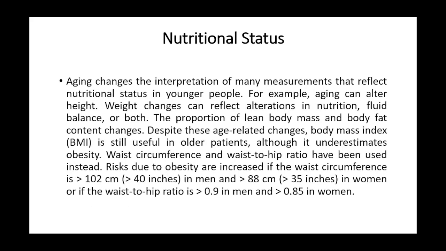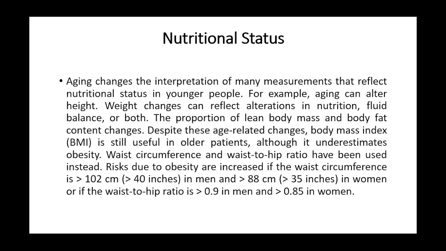Aging changes the interpretation of many measurements that reflect nutritional status in young people. For example, aging can alter height, and weight changes can reflect alterations in nutrition, fluid balance, or both. The proportion of lean body mass and body fat content changes. Despite these age-related changes, body mass index is still useful in older patients, although it underestimates obesity. Waist circumference and waist-to-hip ratio have been used instead.